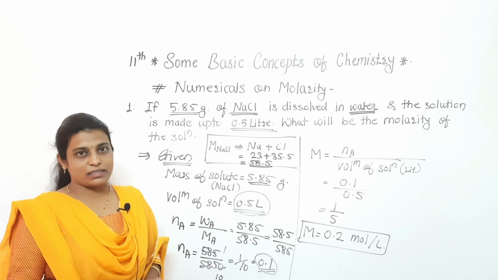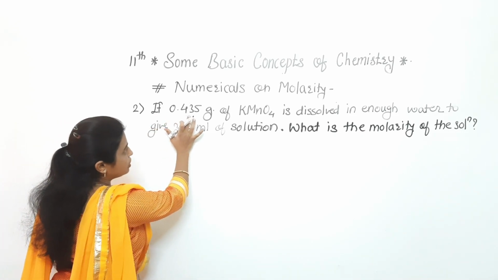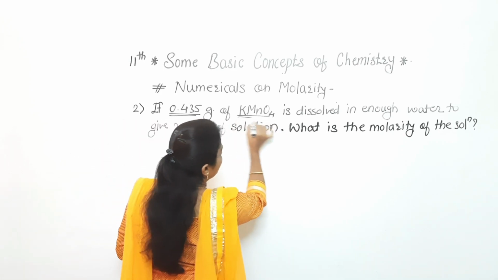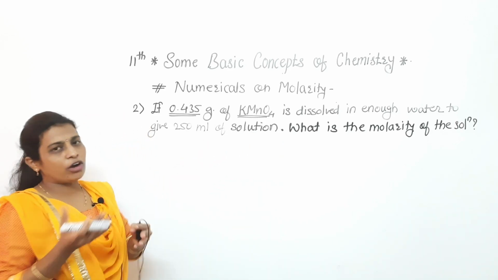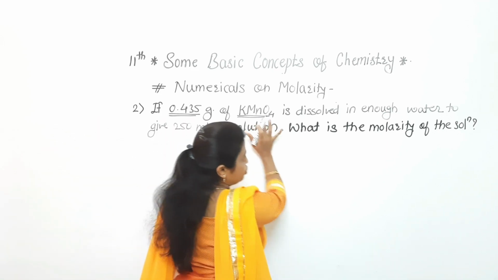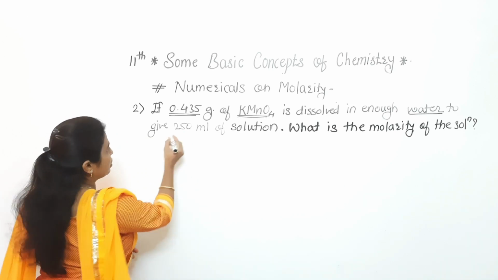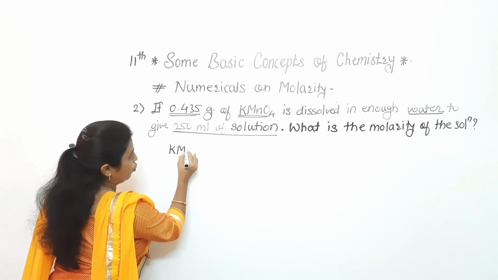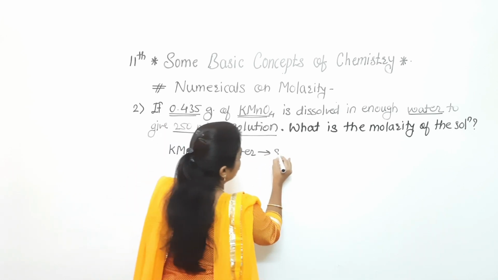Now we'll discuss the second example. This is the second example. What is that example? See, if 0.435 gram of camenophore. So here mass is given. Whose mass? Camenophore. Okay. That camenophore is dissolved in water, enough or excess quantity, that doesn't matter, but it is dissolved in water. Means camenophore is a solute and that water is a solvent. After addition, what happened? That 250 ml of solution is prepared. Means when camenophore is added into the water, it gives solution.